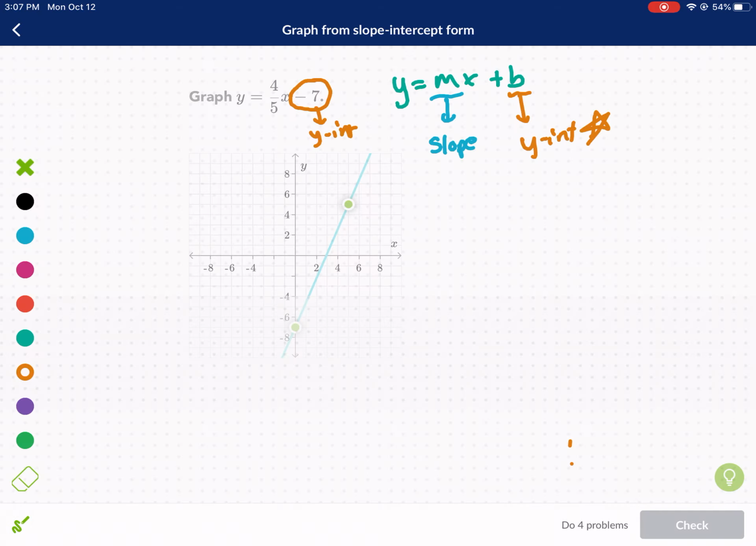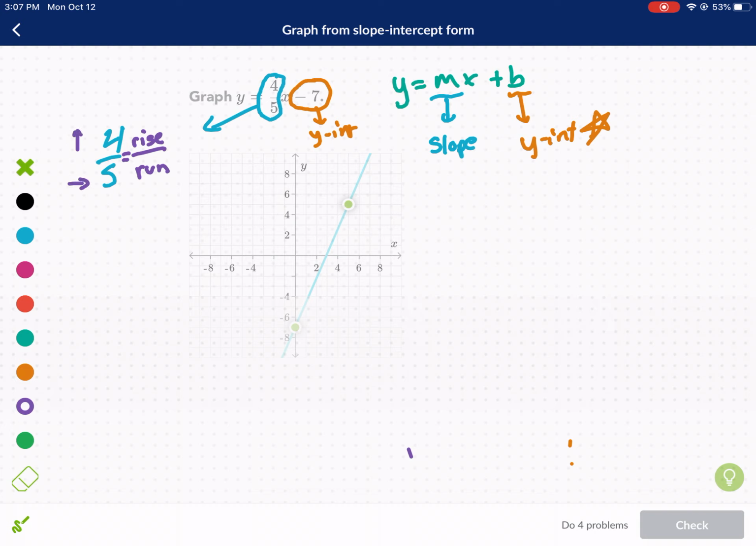The next thing we're going to do is identify our slope. So our slope is always the coefficient of x. In this case, it's 4 over 5. So what do we do with this with a graph? Well, we are going to be using the slope, and that's the rise over the run. That's essentially your vertical change over your horizontal change. The easiest way to think of it is rise over run. How much do I go up or down, and then how much do I go to the right?